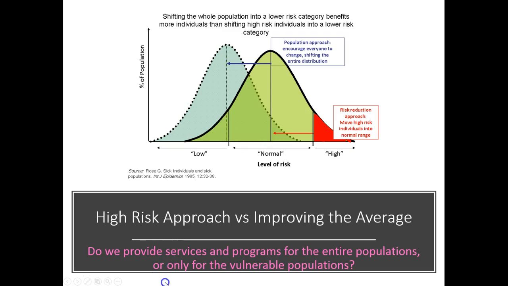So then the question becomes, do we provide services for the entire population, or do we try to address and target populations that are at higher risk, those that we would consider vulnerable? This is a very important question in public health because we have limited resources. And we will find when we look at the social determinants of health that there are individuals that have more need for services because they are not starting at an equitable starting point.